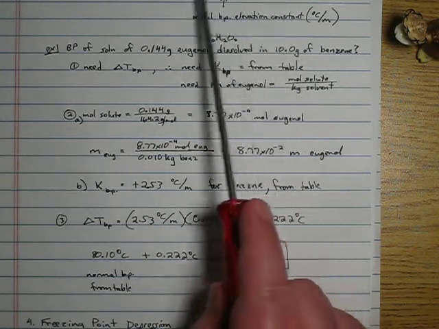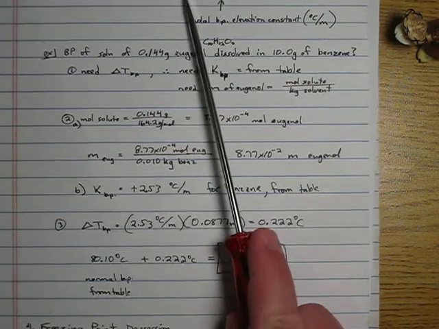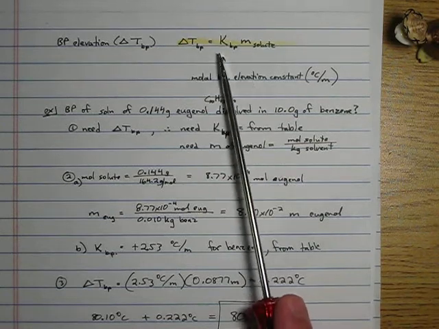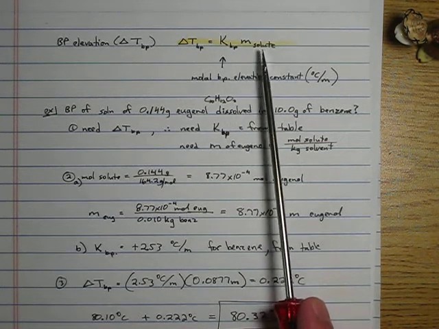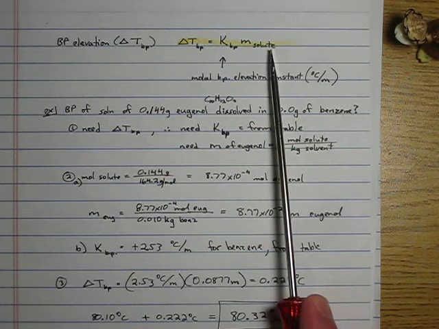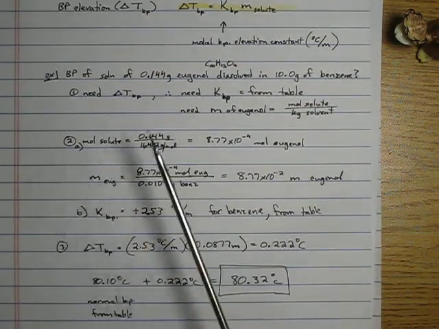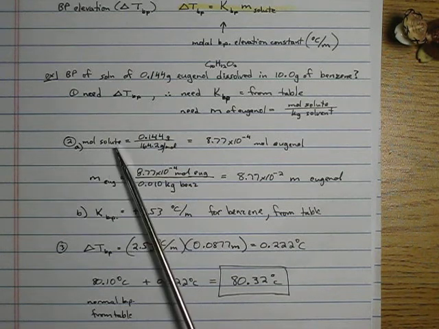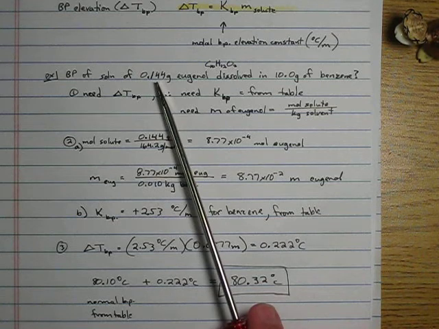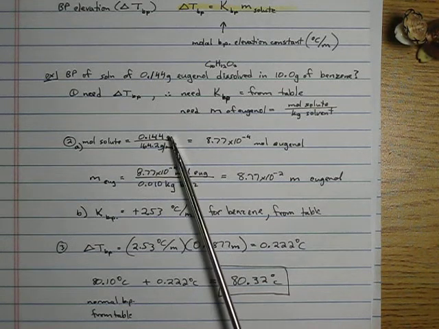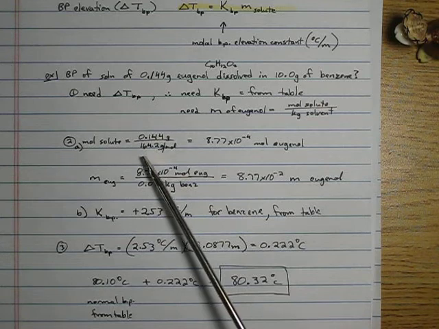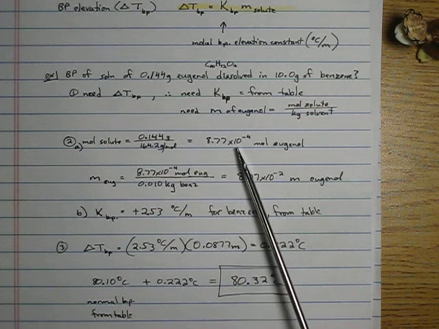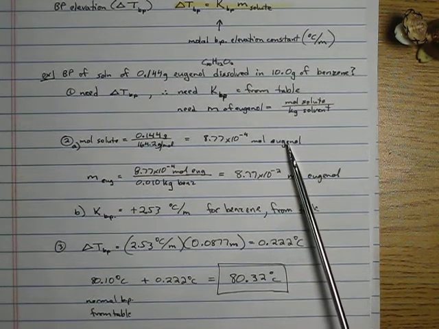Well, we just need all of our factors for this equation. Our change in boiling point is what we're after. We need this constant, and we need the molality of the solute. The molality of the solute, well, we know we've got 0.144 grams of eugenol. Here's its formula, so we now can calculate the molar mass. Grams divided by molar mass gives us 8.77 times 10 to the minus fourth moles of eugenol.